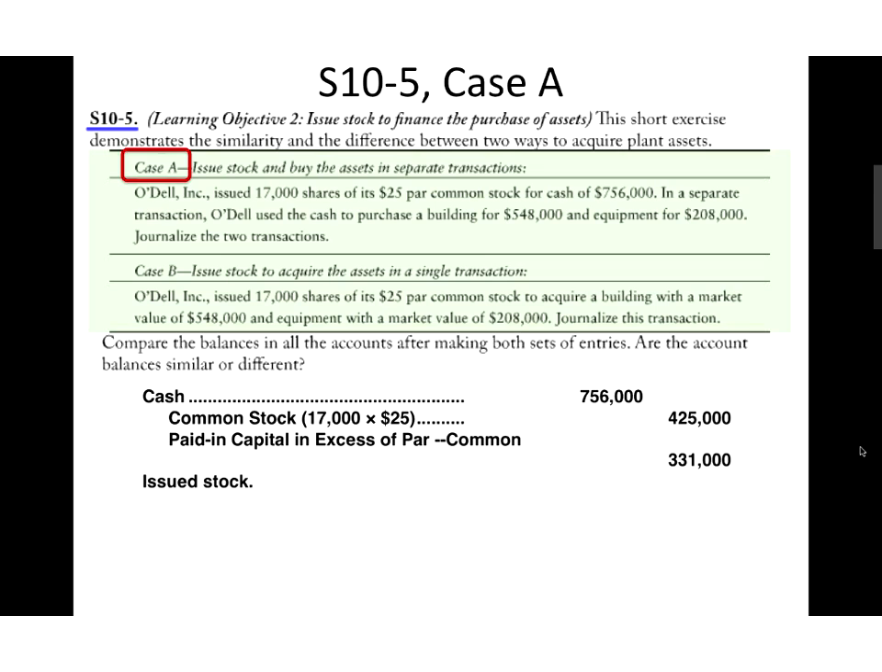Okay, so that entry, very standard. You need to know how to do a journal entry for issuing stock for cash. Okay, the credit to common stock will be for par value, paid in capital in excess will be for anything above par value we got.